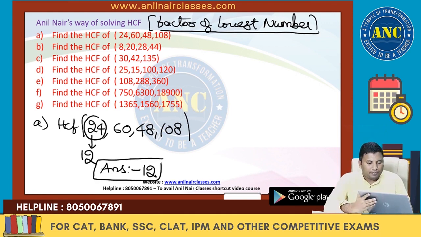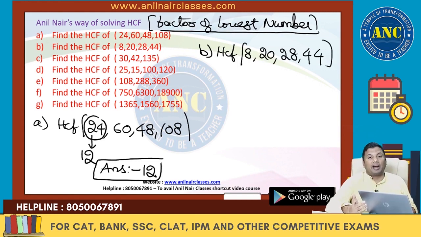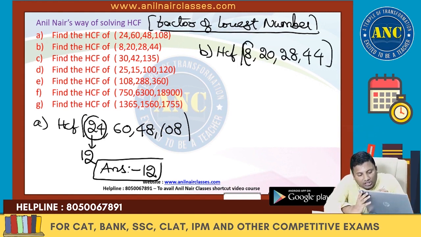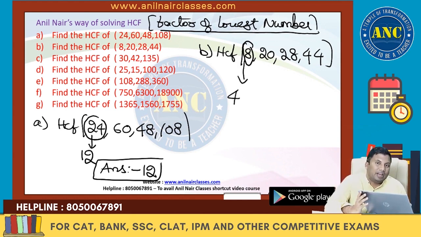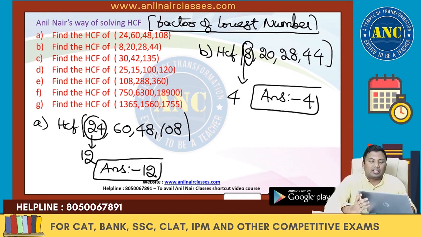First one. Second question. Find the HCF of 8, 20, 28, 44. Take the factors of the lowest number. Lowest number is 8. Is 8 a factor of 20? No. Take the next factor of 8, which is 4. Check whether 4 is dividing every other number. 4 5s are 20. 4 7s are 28. 4 11s are 44. The answer for the second question is 4. I hope you got the idea.